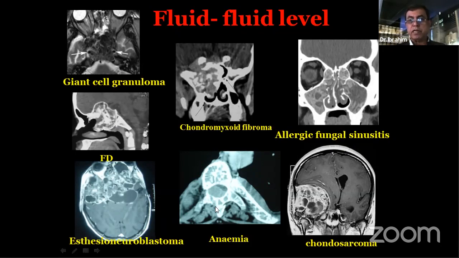And this is an actually interesting case, we published this in the Arab Journal of Neurosurgery a few years back. It looks like an aneurysmal bone cyst. It was just sickle cell anemia. Chondrosarcoma.